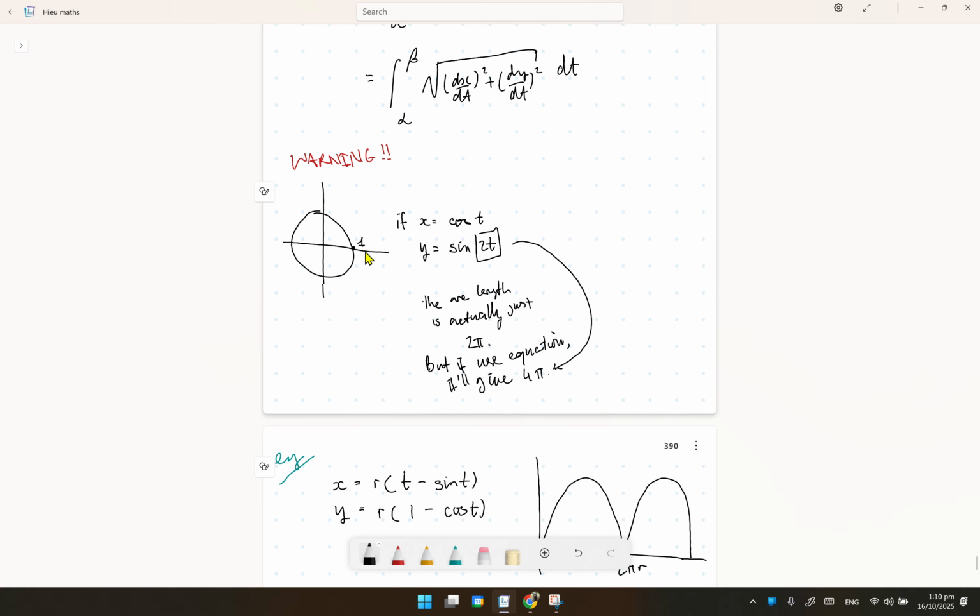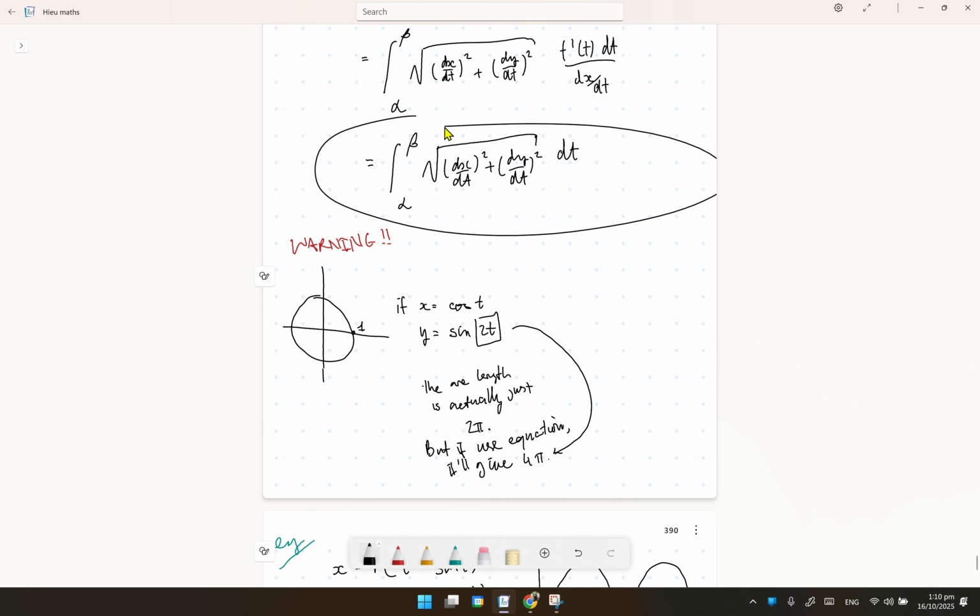And as a warning, when you use this equation blindly, it can lead to some mistakes. For example, if you had a circle, but instead of being cos t and sin t, it was cos t and sin 2t, that means this circle is doubling on itself for every 2 pi. So if you use this equation, you're going to end up with 4 pi, but the actual arc length of the circle is only 2 pi. So you have to be mindful of that. The example is not going to have this, but just keep it in mind.